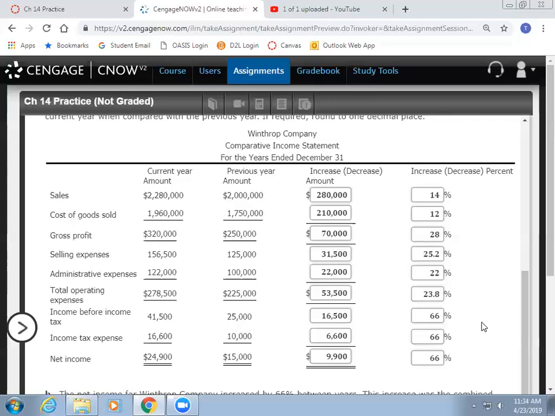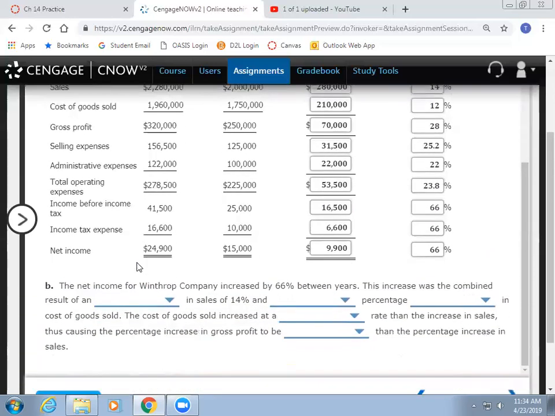We don't really see any red flags there, because a lot of these expenses are tied to making that product. So the more we make, the more we sell, the more we'll see those increases. And again, total operating expenses increased about 24%, whereas our income increased 66%. So we still see a better income. Okay. So that is horizontal analysis on an income statement.